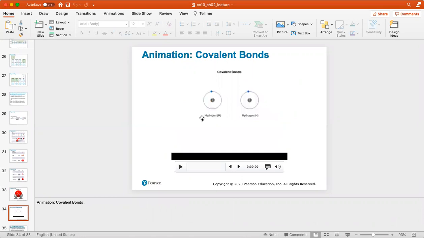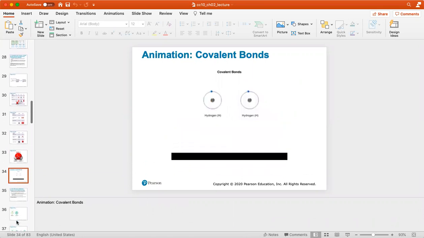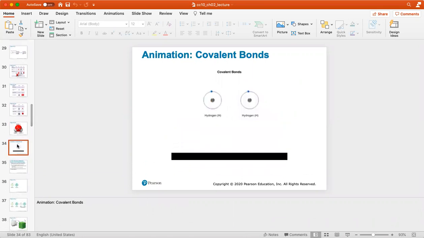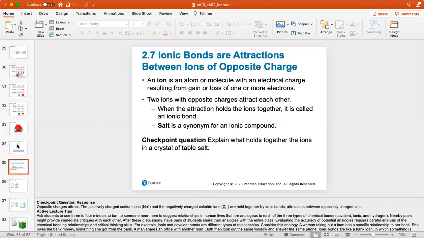Here's a great animation of covalent bonds. Again, please download the PowerPoint and watch these animations because they will greatly help.